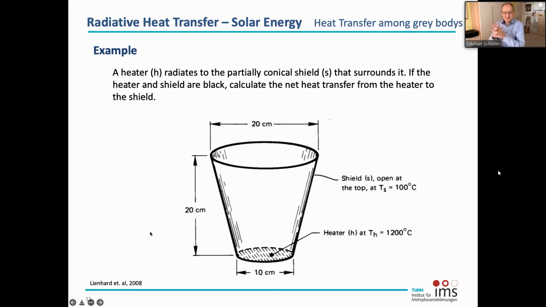Okay, that's the question that we have to solve now. And you see at the top of the heater here, we have a temperature of 100 degrees Celsius. This is our assumption. The shield opens at the top at 100 degrees Celsius, and here we have 1200 degrees, 10 centimeter diameter here, 20 centimeter in height, and 20 centimeter in diameter. Any questions related to that?